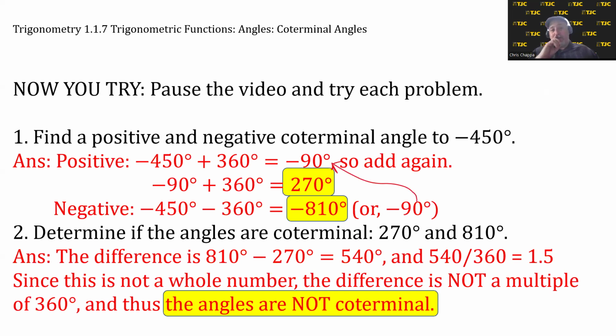I do want to point out for the answer to number 1, you could say negative 810 degrees. You could also say negative 90 degrees. The negative 90 was found while we were trying to find a positive coterminal angle, but it's negative and it's also coterminal.